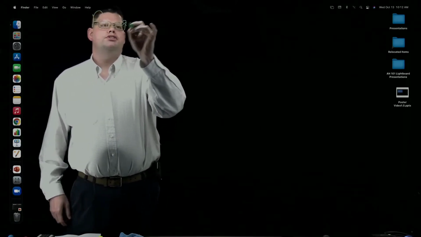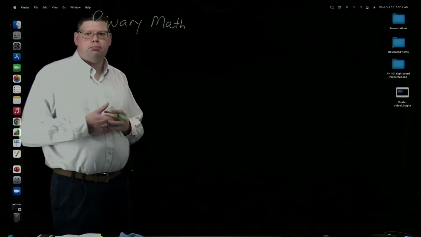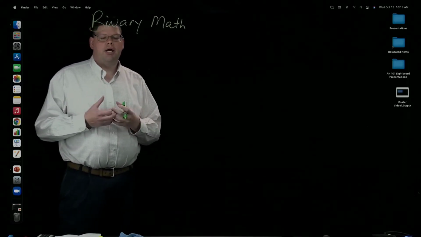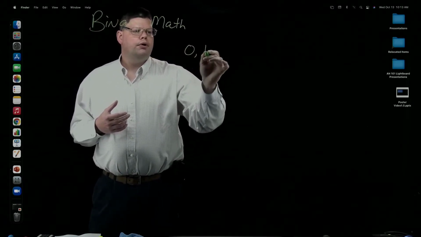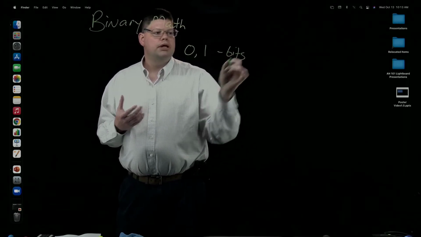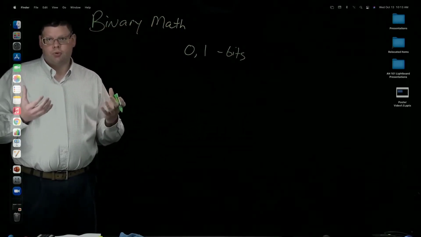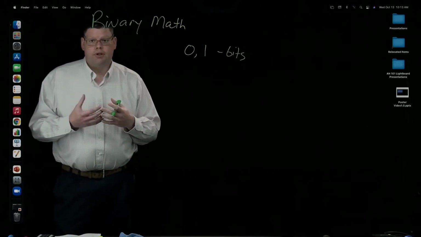So what is binary math? Binary math is the way a computer converts a decimal number into ones and zeros. Computers can only read a 1 or a 0. These are what we call bits. A bit is the smallest amount of computer storage. So we either have an on condition or we have an off condition.